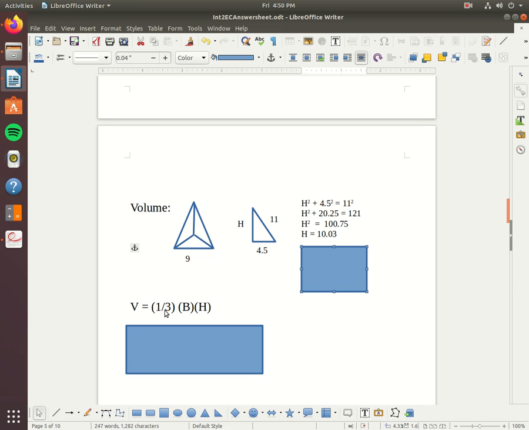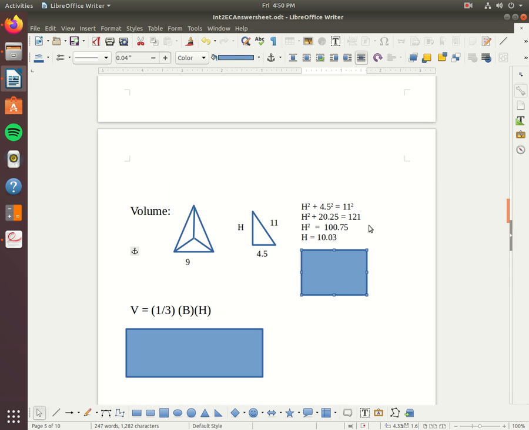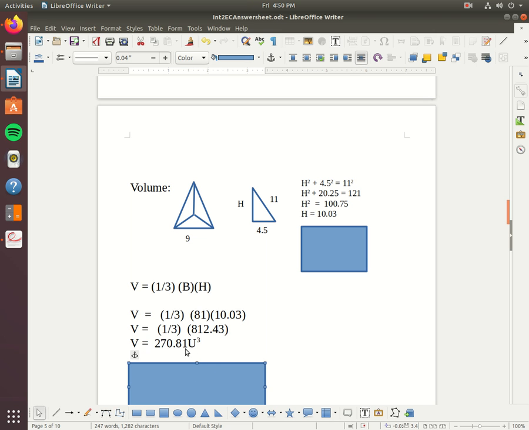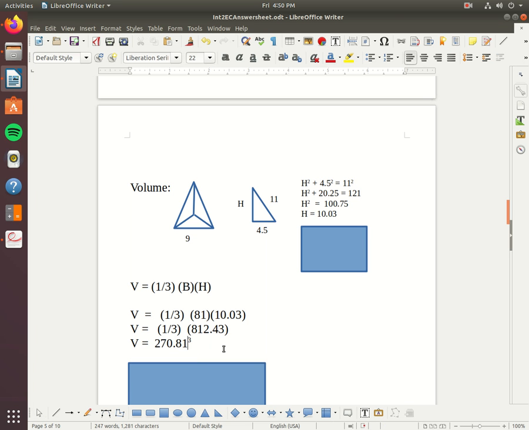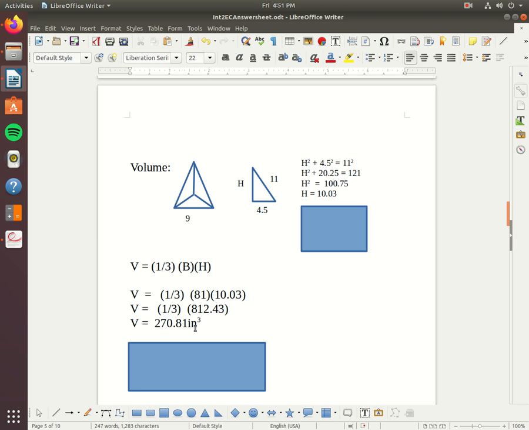So now I can go back into this equation. I know 1/3, that's given in the formula. I know that the base is 81. I already figured that out, right? That's the area of the base. And now I want the height, which I figured out was 10.03. So I can put those numbers in, 81 for the base and 10.03 for the height, and keep working until I get the solution of 270.81. And again, I went with a U, and I probably should have gone with inches. But you will notice that it is cubed. It is not squared. Area is in 2 dimensions, volume is in 3. So be very careful with that.